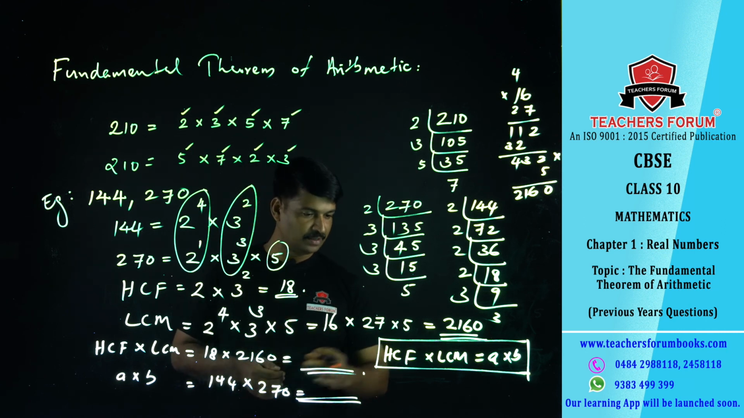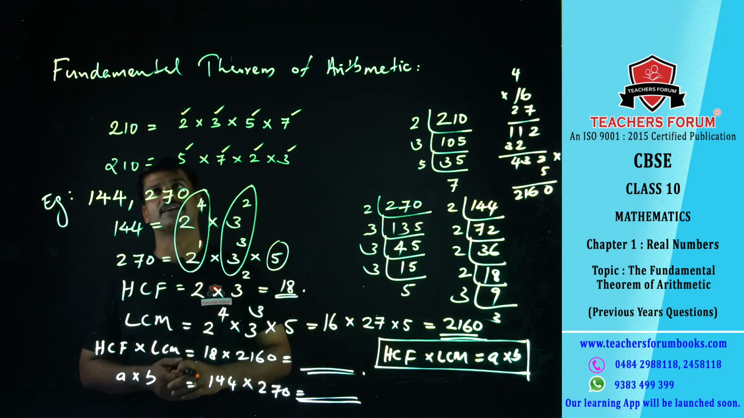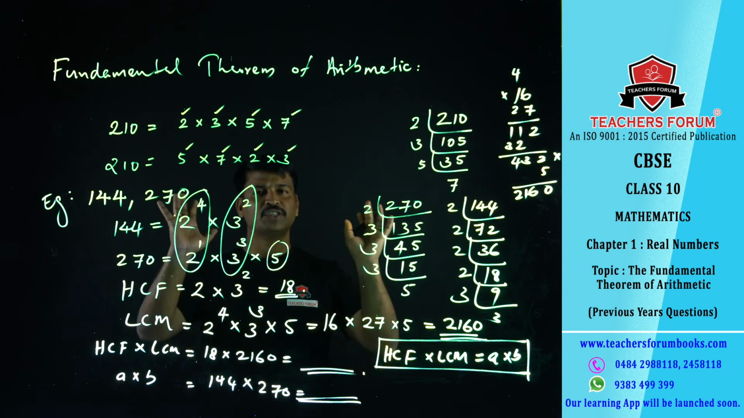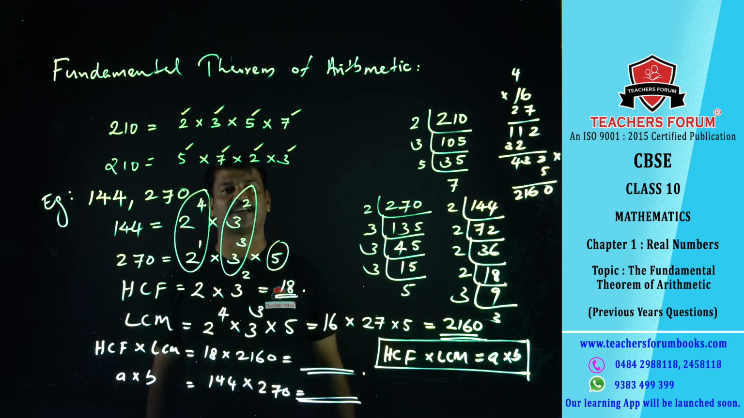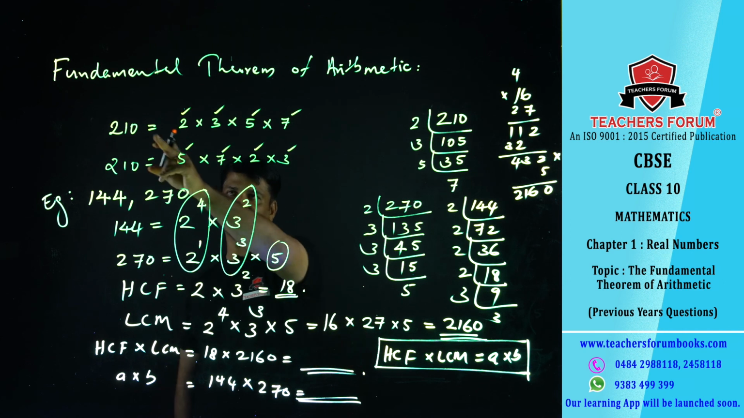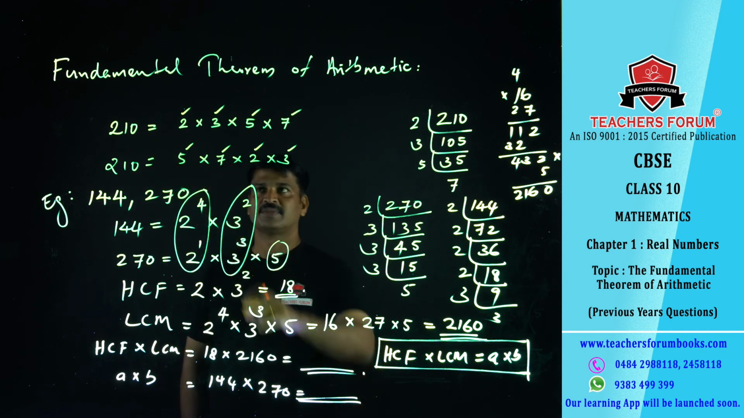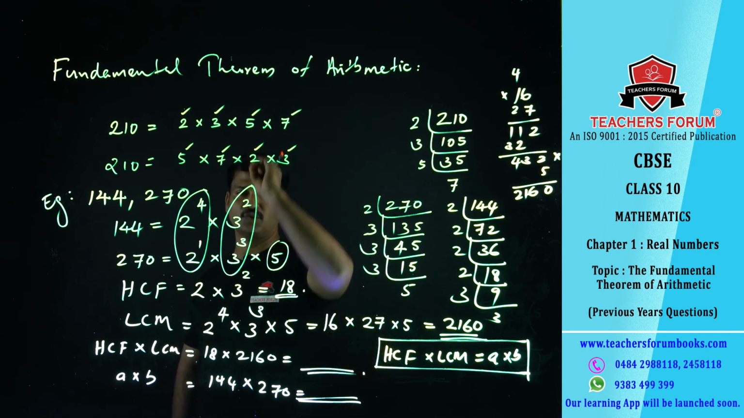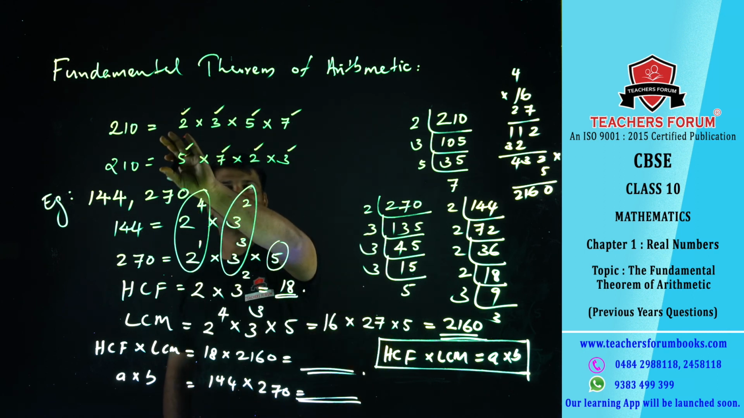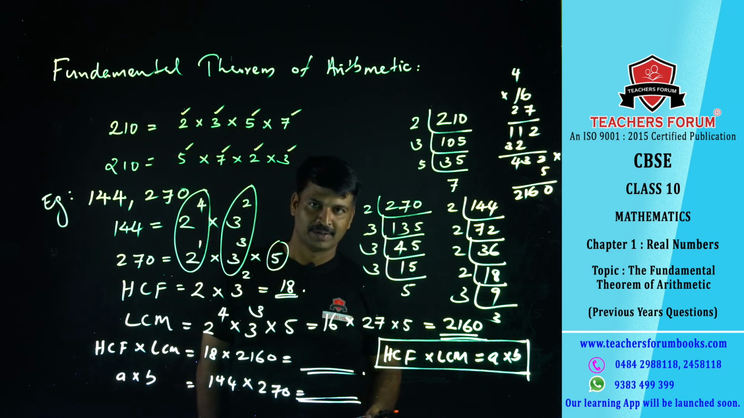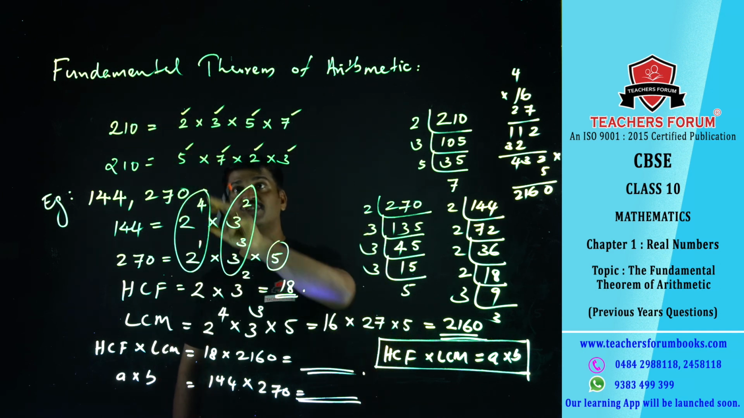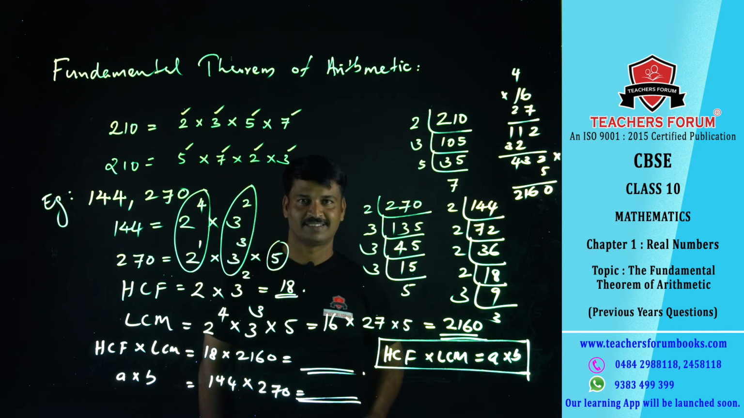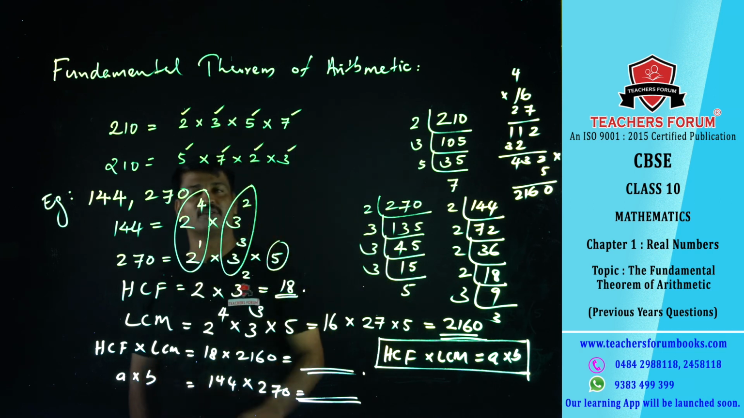Now, what we have discussed in this topic is the fundamental theorem of arithmetic. It states that every composite number can be expressed as product of primes. You see, we have taken the example of 210. It can be expressed as product of primes. And this prime factorization is unique. There is only one way to express 210 as product of primes, apart from the order in which the prime factors occur. We are not particular about the order in which they occur. So that is the fundamental theorem of arithmetic.